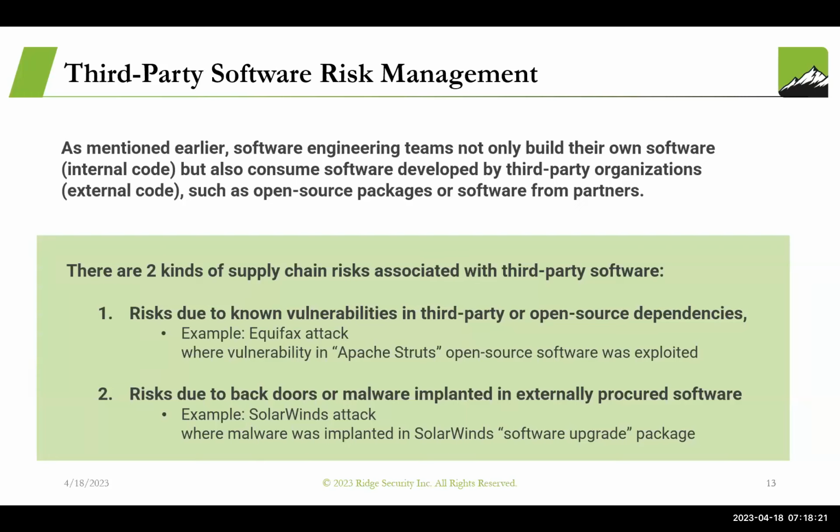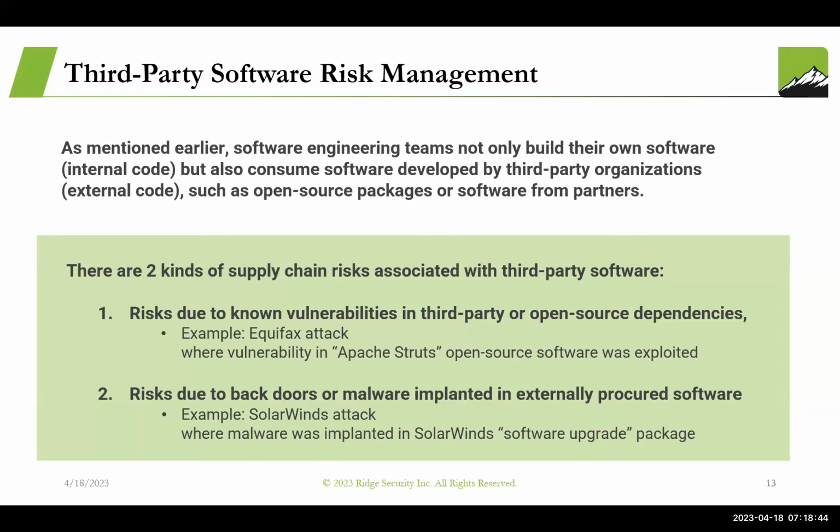Out of the three practices recommended for ensuring integrity of both internal and external code, we've talked about two of them so far. That means a version control system and trusted component repositories. The next recommended practice is third-party software risk management.